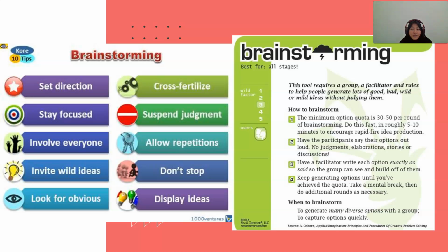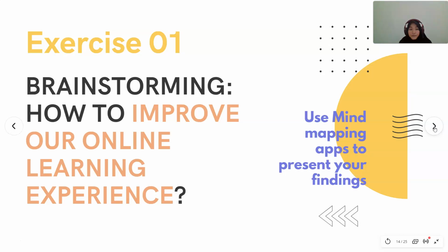First, you need to set direction and stay focused. You need to involve everyone to get ideas, and invite wild ideas. You need to have a very good question for your team members. Look for the obvious, cross-fertilize, suspend judgment, allow repetitions, don't stop, display ideas. This is how you can use brainstorming tools to propose creative solutions.